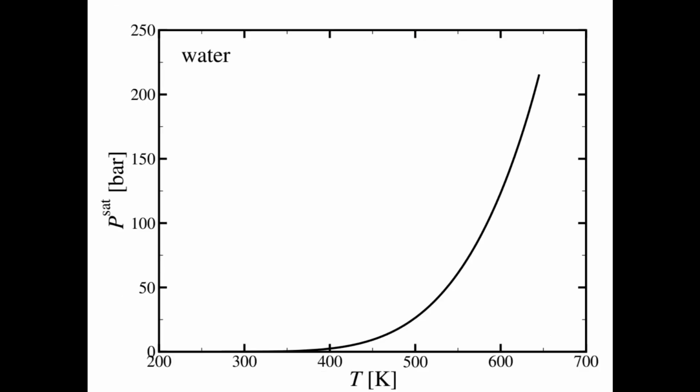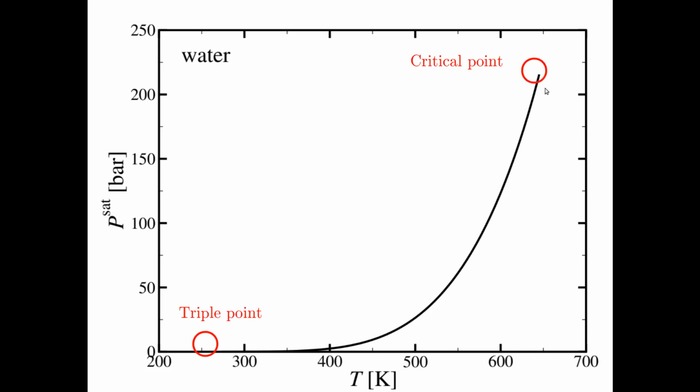Just to give you an example of some data, this is data downloaded from NIST thermophysical properties for water. Here's my standard P versus T phase diagram, with pressure in bars versus temperature. I'm going all the way from the triple point, which is essentially 0 degrees C, up to the critical point, and we see that our data is essentially exponential.